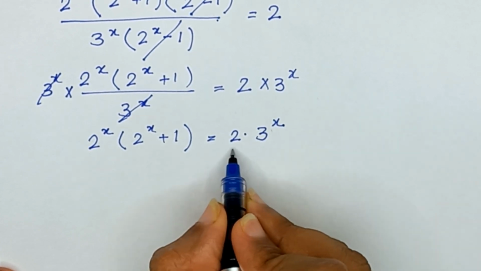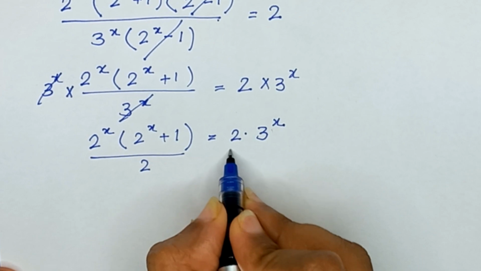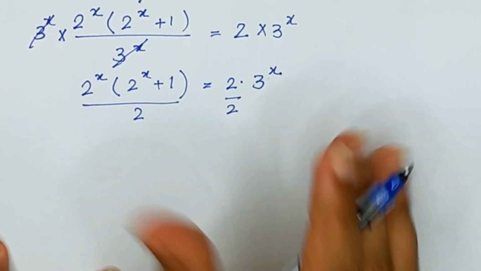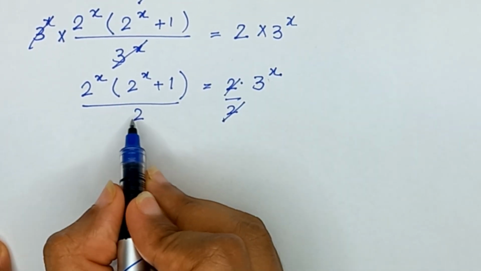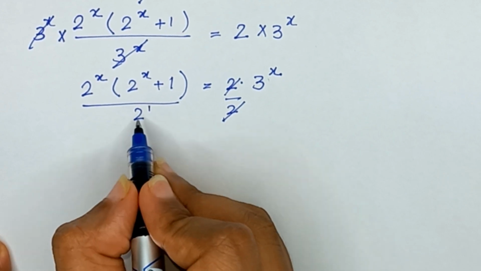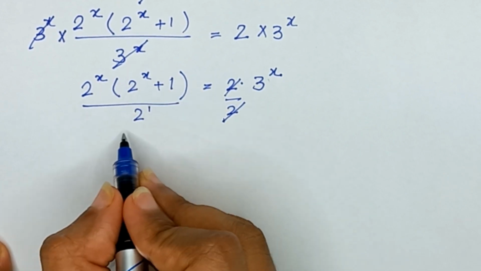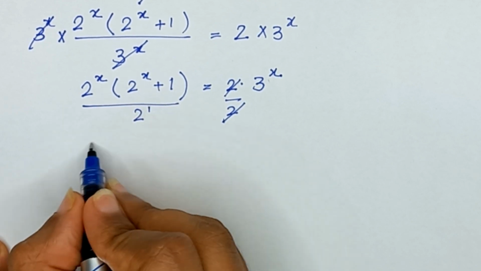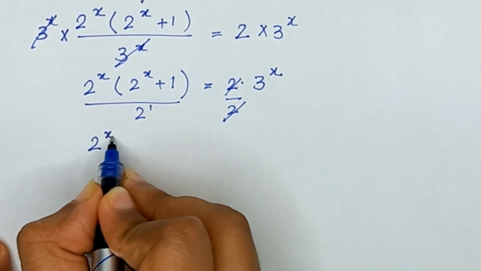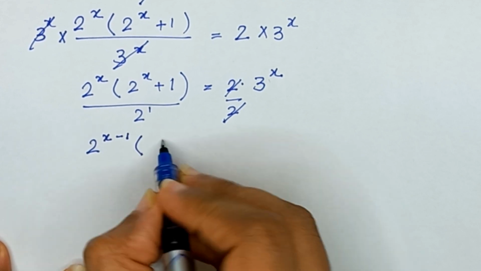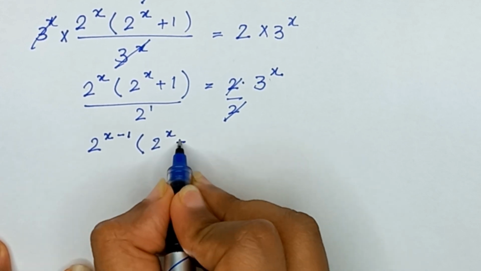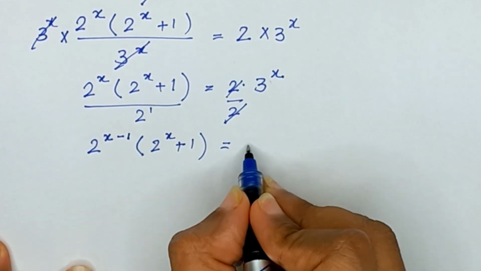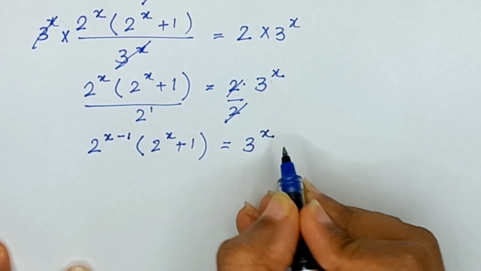Okay, now I will divide by 2 on both sides. So it is the same as 2 raised to the power 1. I will take it in the numerator, so it will become 2 raised to the power x times 2 raised to the power minus 1, which can be written as 2 raised to the power x minus 1 times (2 raised to the power x plus 1), and it is equal to 3 raised to the power x.